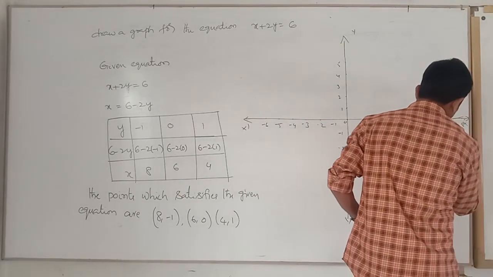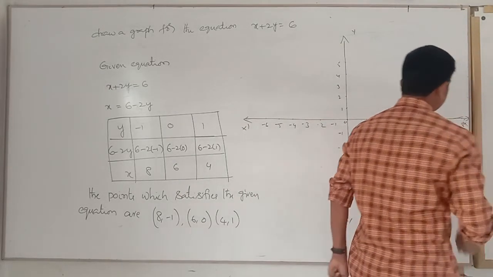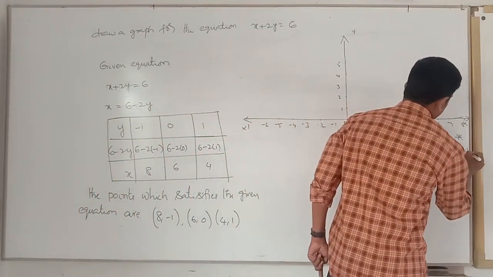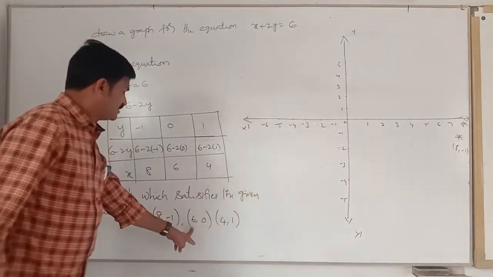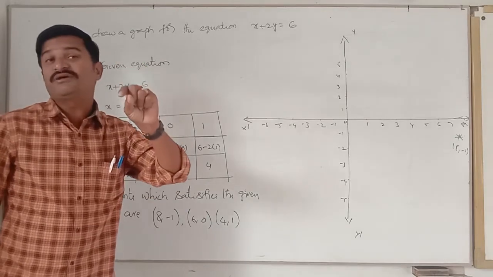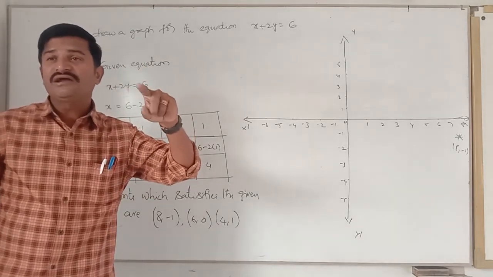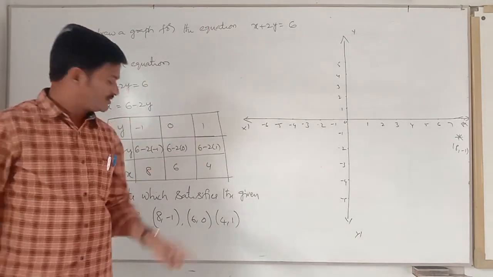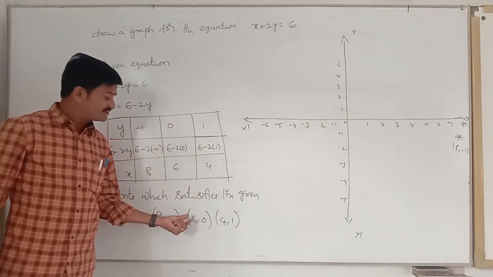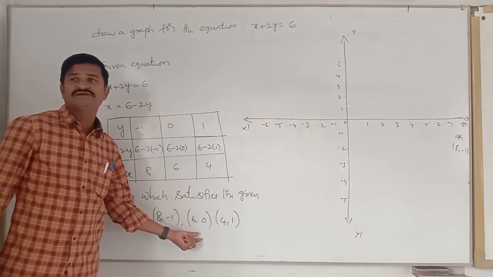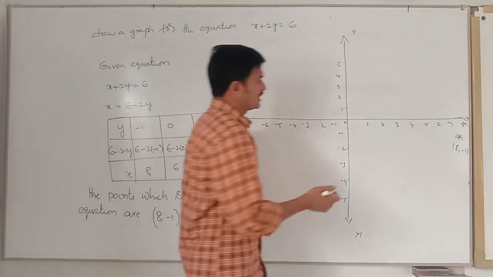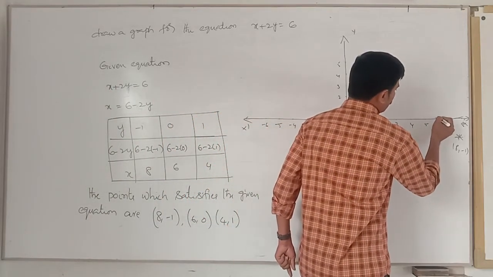Now this is the point. Are you clear? What is this point? 8 comma minus 1. What is the next point, children? 6 comma 0. 6 comma 0 means one of the coordinates is 0, so it lies on one of the axes. So this 6 comma 0 lies on which axis? X axis. How are you saying this lies on x axis? The non-zero element is the x coordinate. So this is 6 comma 0.